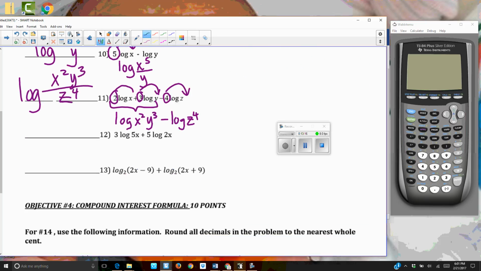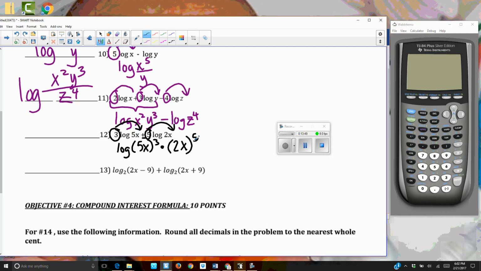Number 3, you got to be careful on number 3. So this is an addition problem, so we are going to multiply, but first let's move the 3 and the 5 to the exponent slots. Now we're cubing not just x, but everything that's already there in front of the logarithm. So it's log 5x raised to the 3rd power, and we're going to multiply by that. We're going to go ahead and just change the addition to multiplication. 2x raised to the 5th power.